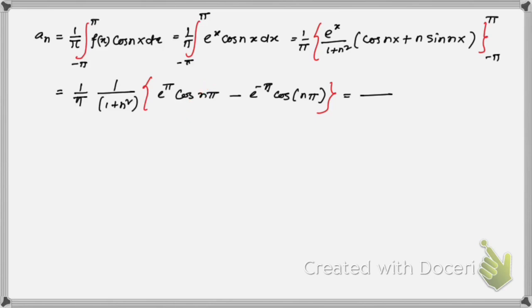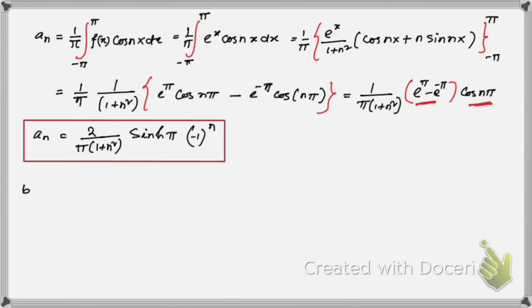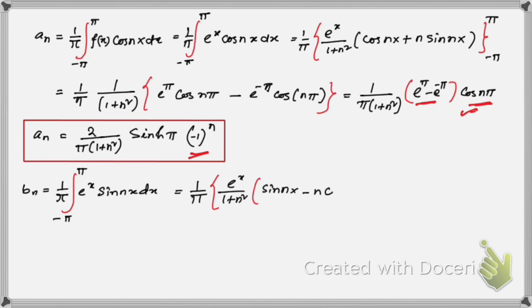So the result will be something like this. Okay, this is equal to, so here you can see this is replaced by 2 sine hyperbolic pi. Why? That is already explained in the last step, right? And this is the value of cos n pi, right? So bn, how to find bn? We know that one also, right? e to the power x sin nx dx, and if you integrate this, then you're going to get this result.